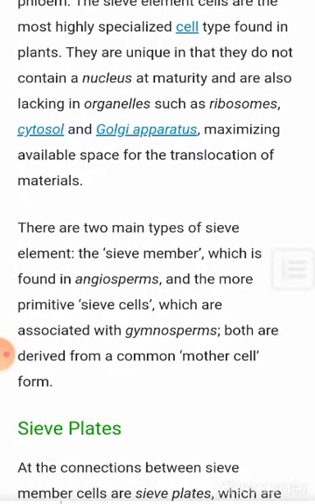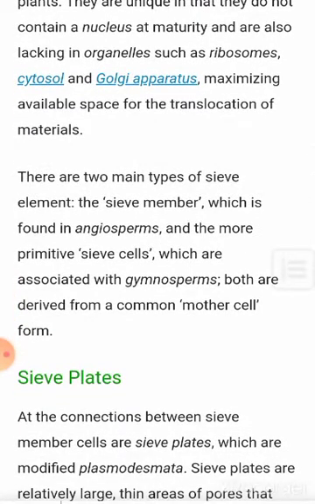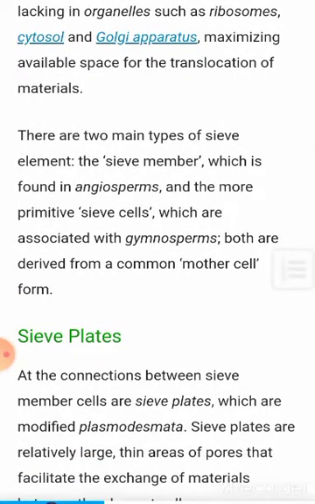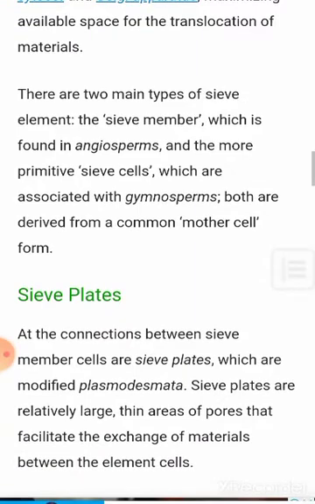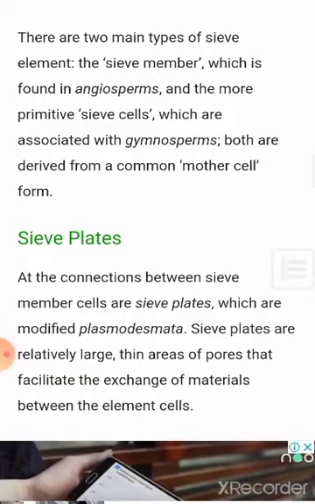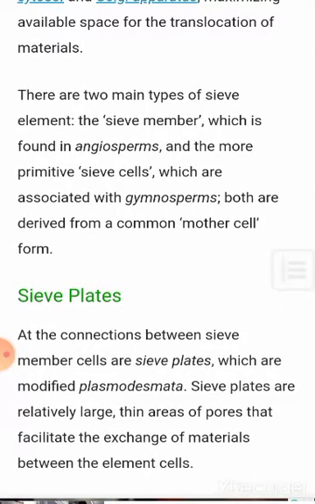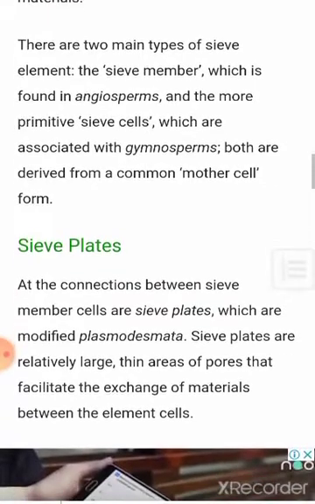There are two main types of sieve elements. One is the sieve member, which is found in angiosperms, and the more primitive sieve cells, which are associated with gymnosperms. Both are derived from a common mother cell form.